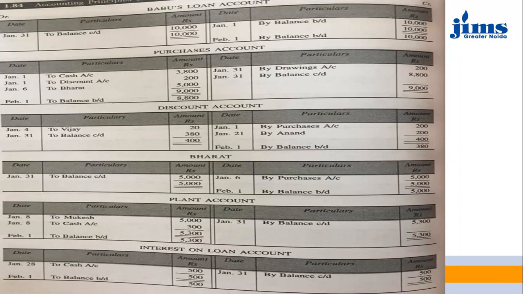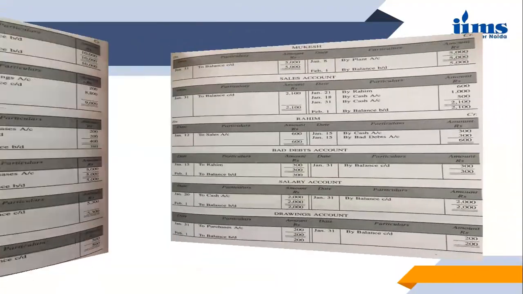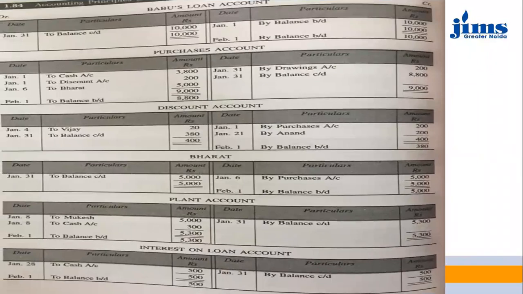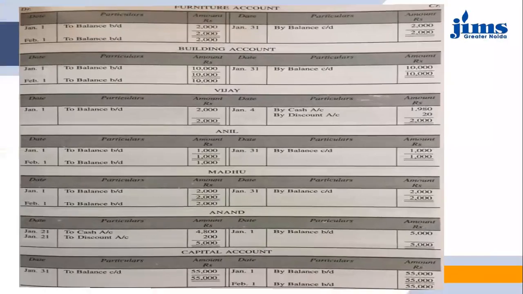And we will go to the Bharat account, sorry. Bharat account is just next to purchase account, discount account. So see, you can here see Bharat account, 6th January, the purchase entry is done with 5,000 rupees on the credit side. Right? Let's take up the next entry here.